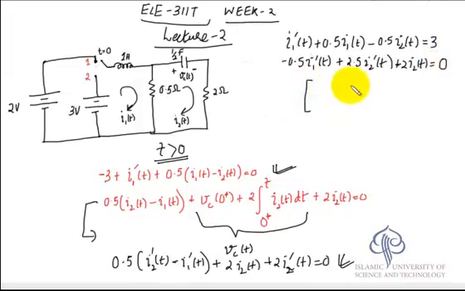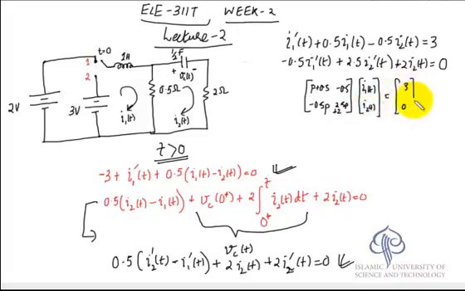So writing this using the differential operator p, you can write [p + 0.5, -0.5; -0.5p, 2.5p + 2] times [I1(t); I2(t)] equal to [3; 0].